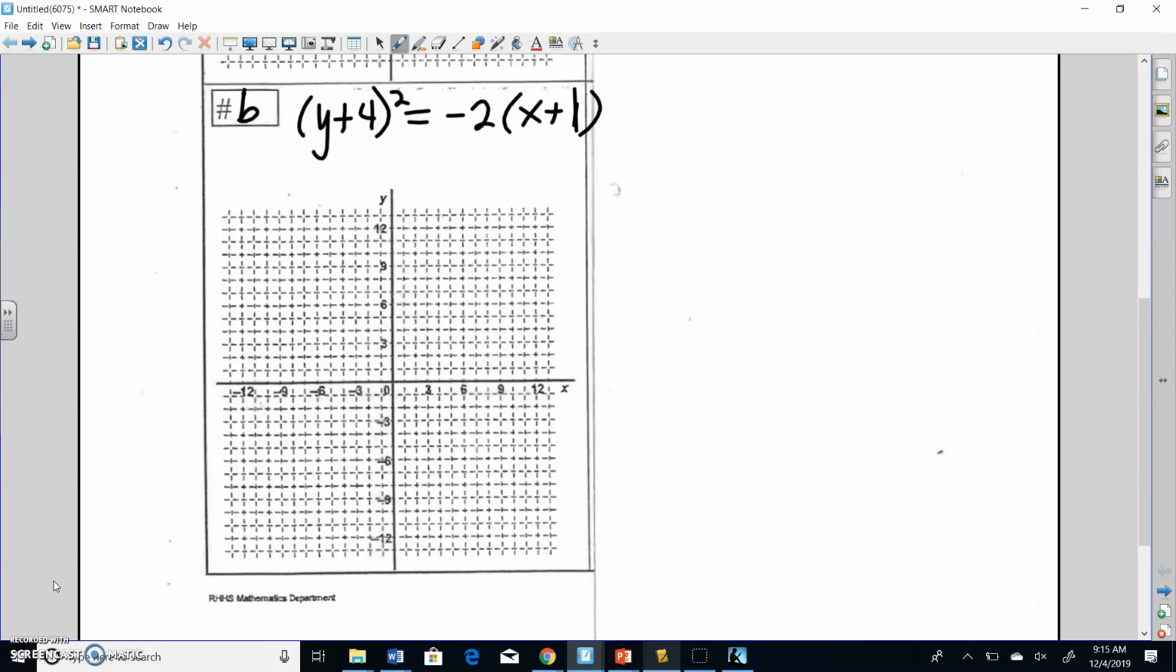Okay, so vertex is (h, k). H is what's with x, k is with y. So it might be that this y appears first because that quantity is squared, but that's not the x coordinate of our vertex. The y is the y coordinate, the x is the x coordinate. So we can identify our vertex. What's in parentheses? What's the opposite with x? So it would be negative 1. And then what's the opposite with y? Negative 4.